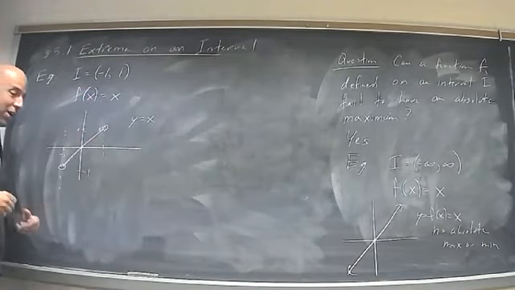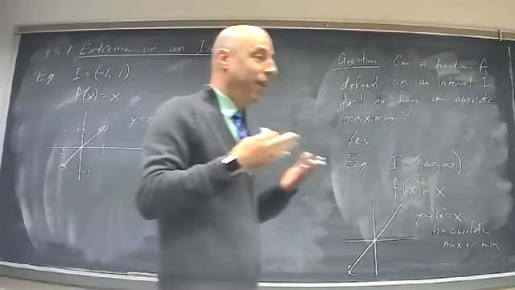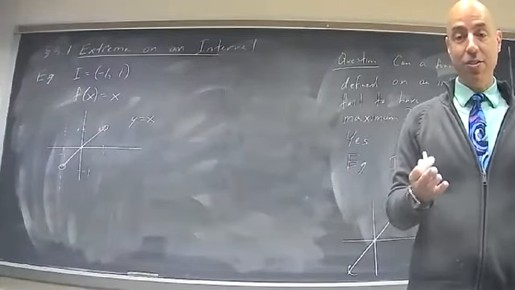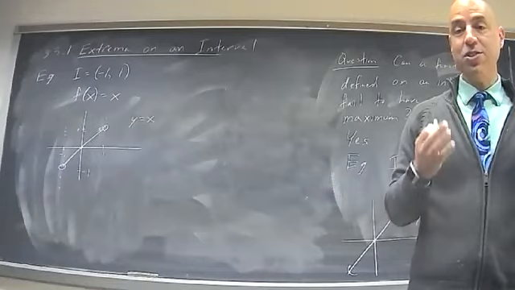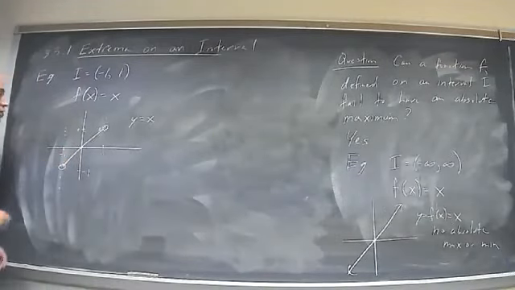And then you can go, well, I'll go a little bit higher. I'll get a little bit closer to 1, and I'll be even higher on the curve. But you can't stand at 1 because it's not part of the interval. So there's no highest place on this curve. There's also no lowest place on this curve.